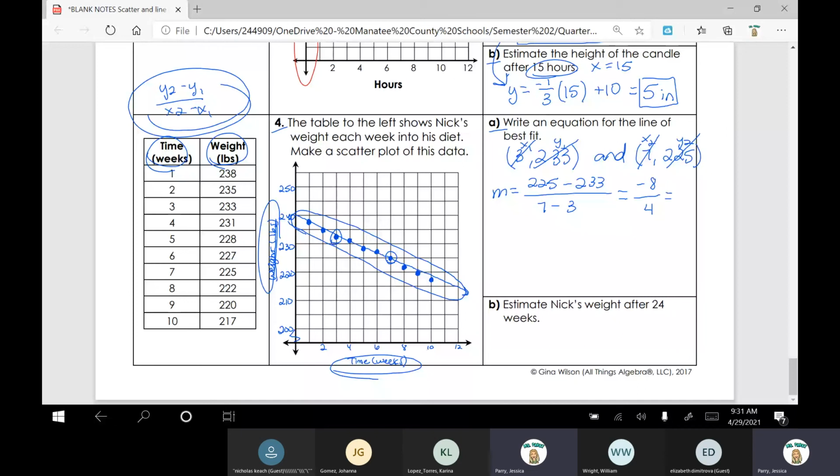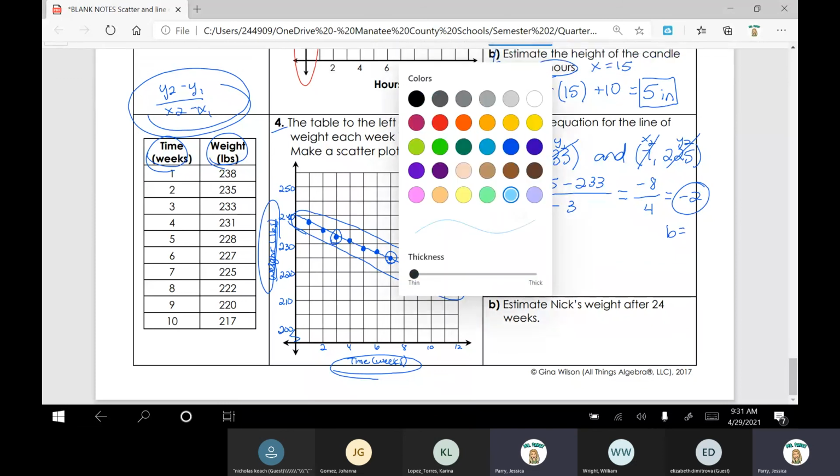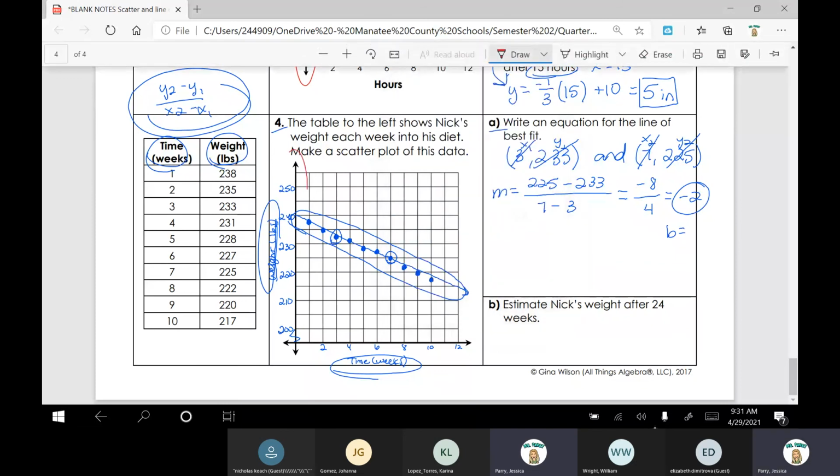We can actually simplify this one step further. You go ahead and divide negative 8 divided by 4, and we get negative 2. And then we also need B. B is our y-intercept, where the line crosses the y-axis. Where it's crossing here. Looks like it's crossing about at this point here, which is 240.